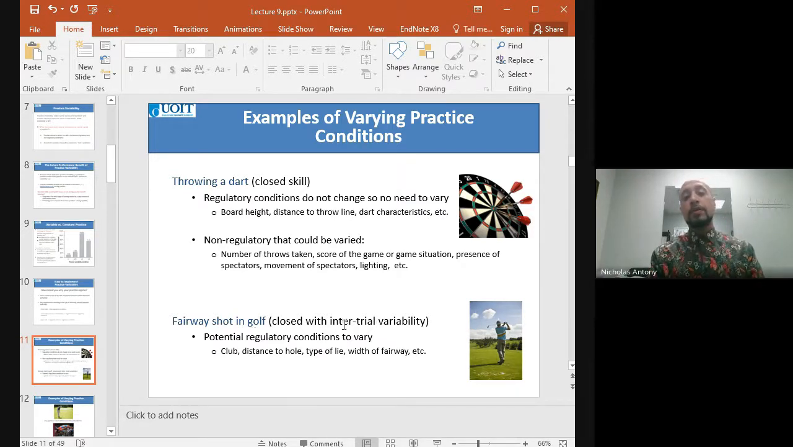Here we have a closed skill with inter-trial variability. In this case, that would be something like the fairway shot in golf. Remember, we were talking about golf and Gentile's taxonomy and how it's a closed skill, but every time you're hitting the ball, it is a different situation. So there's inter-trial variability. In this case, you would change the regulatory conditions as well.